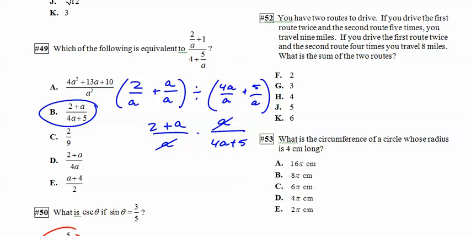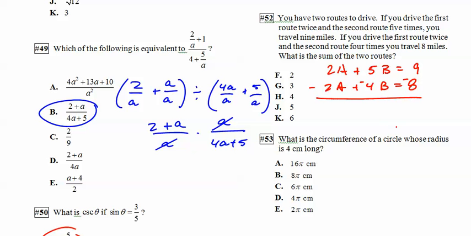Two roots to drive. Drive the first root twice, we'll call the first root a, and the second root 5 times. You get 9. First root twice, second root 4 times, you get 8. System of equations. B equals 1. Plug in B and get A equals 2. Read the full question. What's the sum of the two roots? 3.